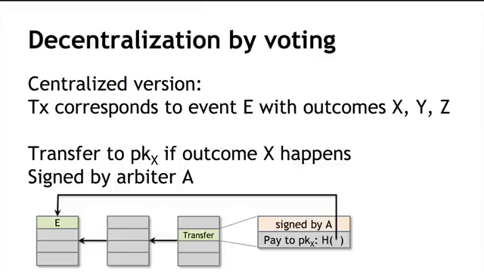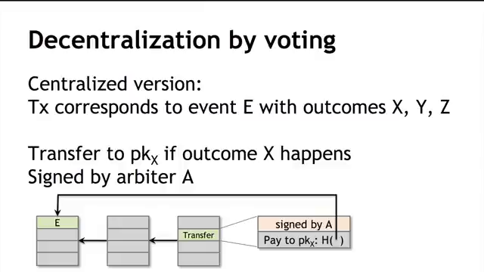How that might work is, let's say there is an event E with outcomes X, Y, and Z, corresponding to maybe the presidential election or something like that. Then this event E corresponds to this transaction in the blockchain. Everybody agrees upon this representation.